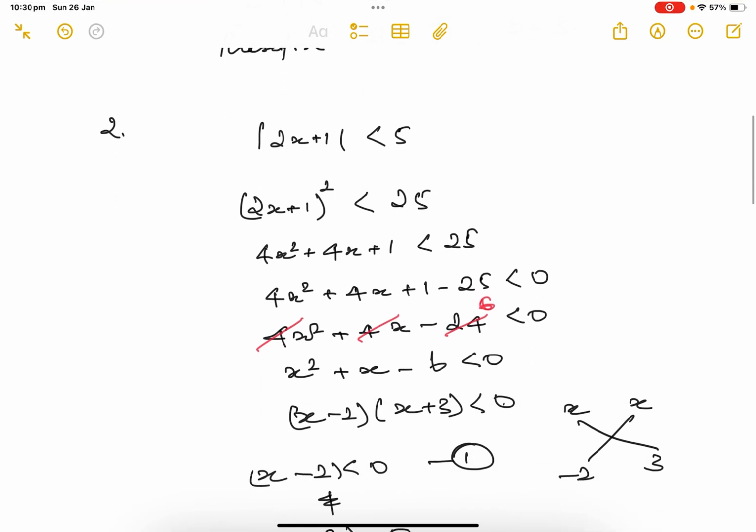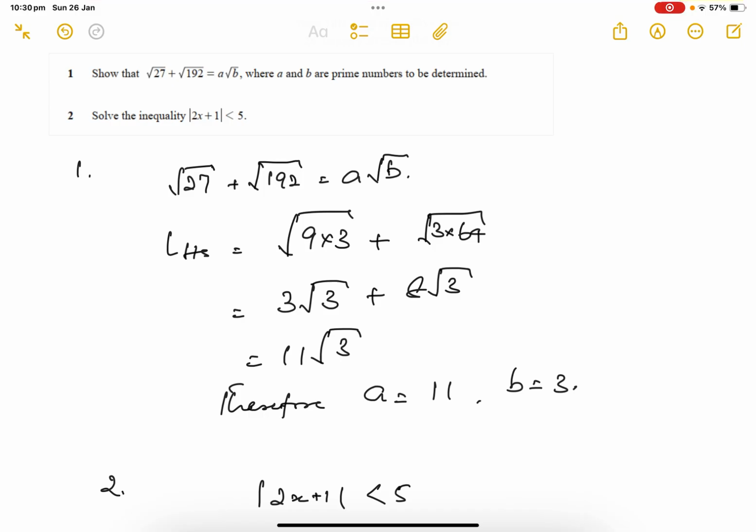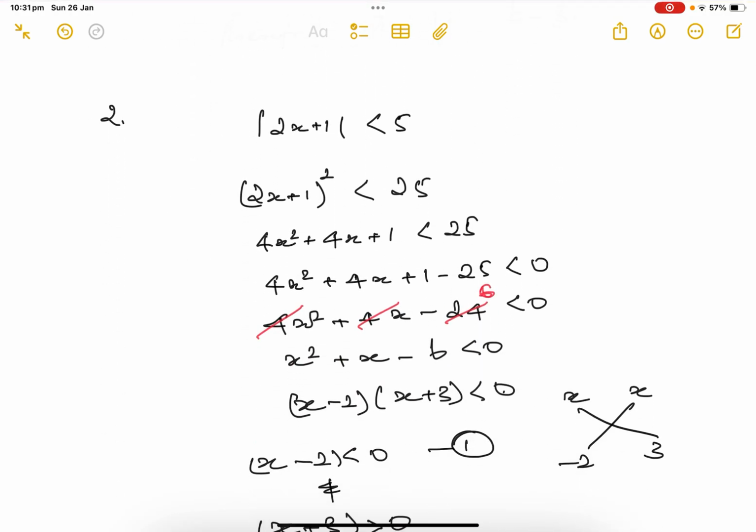And the second part, inequality. Solve the inequality modulus of 2x plus 1 less than 5. So we write that modulus of 2x plus 1 less than 5. For this type of question, the best way is to square both sides and then tackle it. That'll be the best way forward.